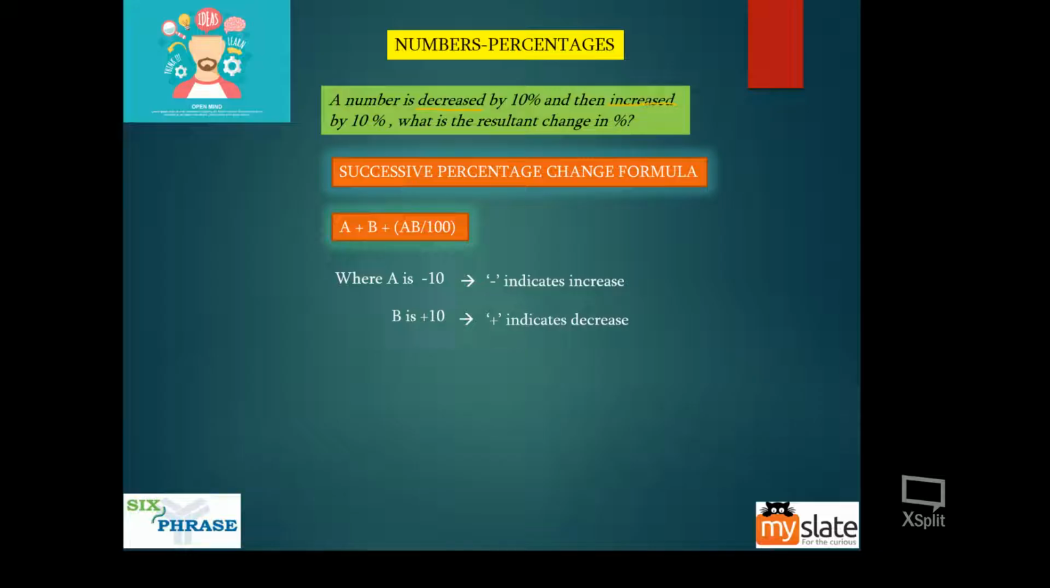So successive means it is doing it two times, continuously. So the first thing is decrease. It is wrongly printed here, it is decrease. Here it is increase. Now apply the formula, you'll get the same answer, which is minus 1. Again, what does this minus tell you? The minus tells you there is a decrease of 1 percentage.